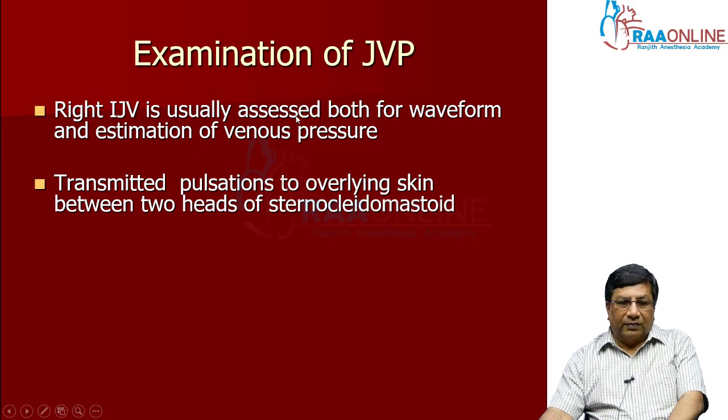So the right internal jugular vein is usually associated with both, as I told you, we have to look at the waveform, which we call a pulse, and we also measure the venous pulse.